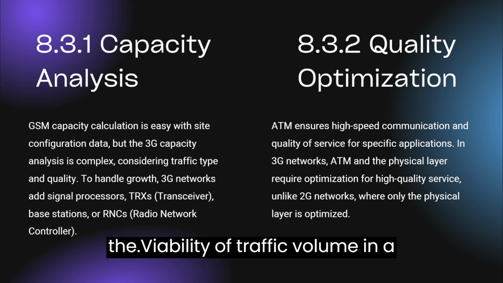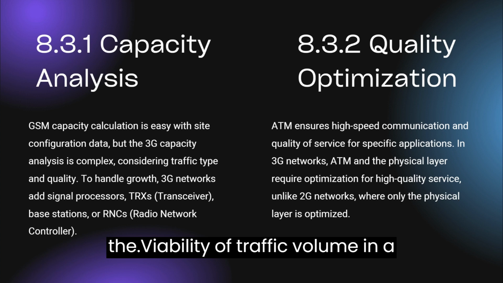And in 3G networks, an increase in traffic can lead to an increase in the number of signal processors or application managers. And to handle growth, the 3G networks add signal processors, transceivers, base stations, and RNC, which is the Radio Network Controller. And for the quality optimization, ATM is a type of technology that we use for high-speed communication that will guarantee the quality of service for certain applications.